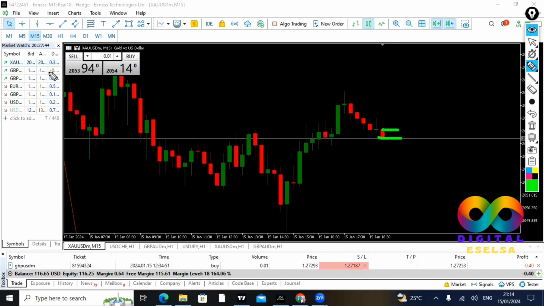So that is to tell you the significance of time frame. We have different types of traders, and the type of trader you are depends on the time frame. Do you understand? You have traders that we call scalpers.